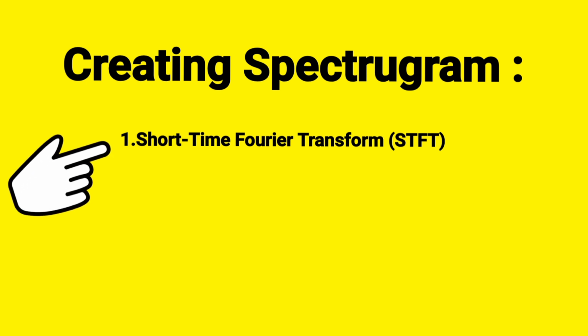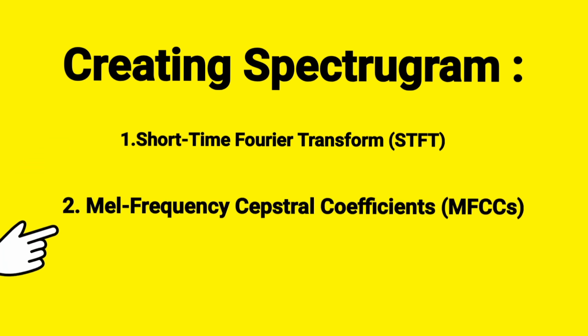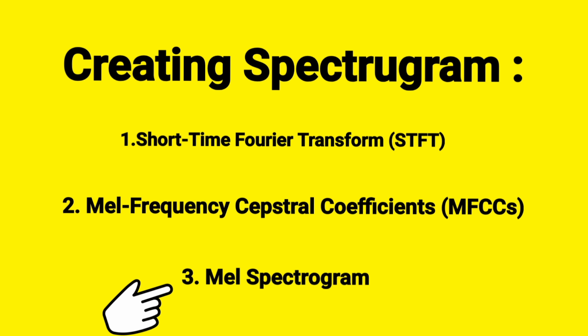Mel frequency cepstral coefficients. These are features derived from the audio signal that represent the short-term power spectrum. They are commonly used in speech recognition tasks. Mel spectrogram. For certain applications, especially in speech and audio processing, the frequencies in the spectrogram are mapped to the Mel scale to create a Mel spectrogram. The Mel scale is designed to mimic human auditory perception, emphasizing frequencies that are more relevant to human hearing.